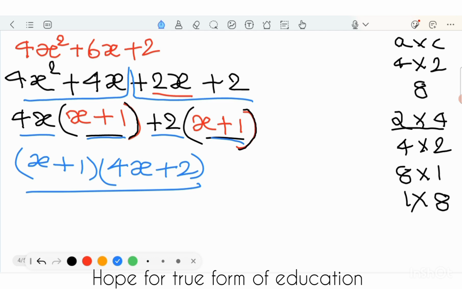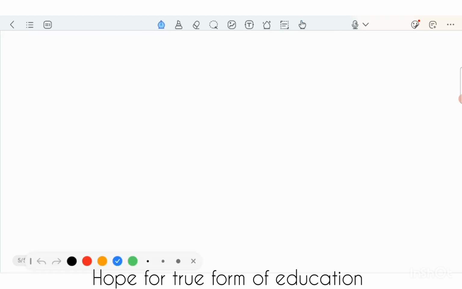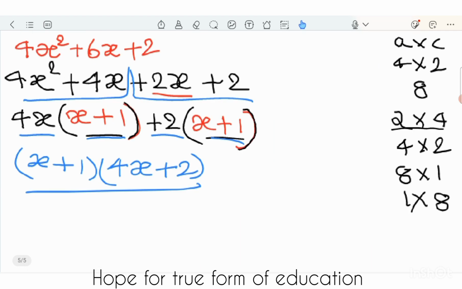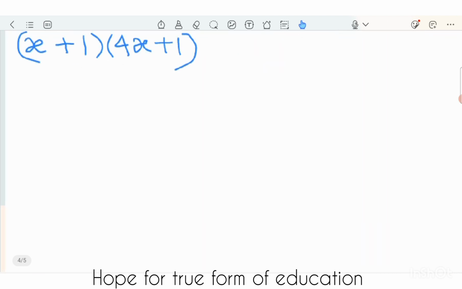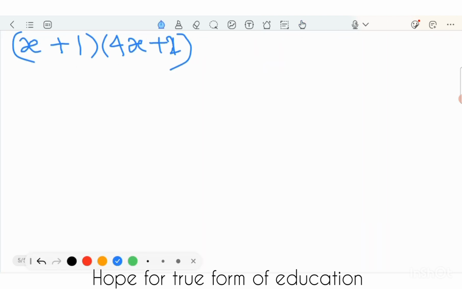So 90% of it is done. Now we'll go to the next step. X plus 1, 4x plus 2. X plus 1 into 4x plus 2. Okay? Yeah. Now, the first one. X plus 1, 4x plus 2 is equal to 0.